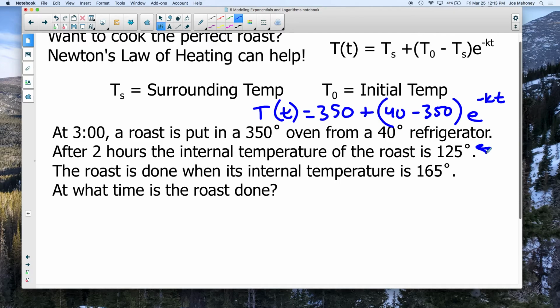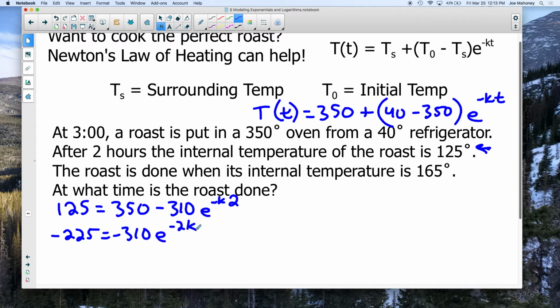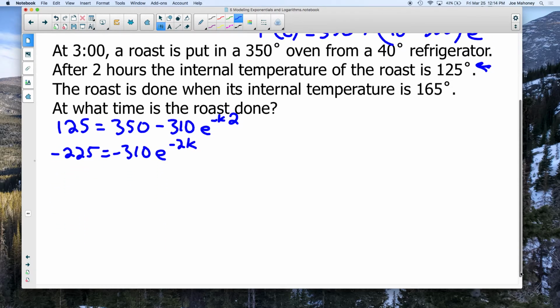So let's find that constant by doing this part of it. We know after 2 hours it's 125 degrees. So I'm first going to solve 125 equals 350, and if I do 40 minus 350, I get negative 310 e to the negative kt. Oops, and I know t also. t is 2. Okay, so let's solve that equation. If I move that 350 over by subtracting it, I get negative 225. We'll divide both sides by negative 310. So that negative divided by a negative becomes a positive value. So I get 225 over 310 equals e to the negative 2k.